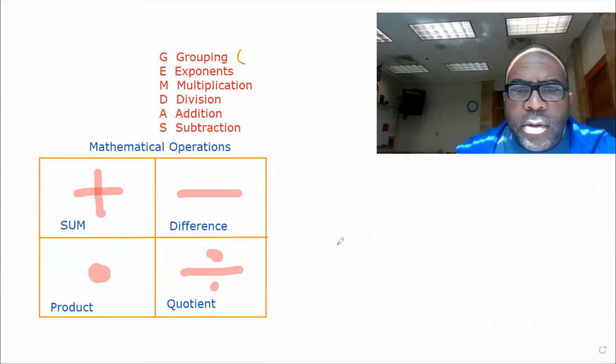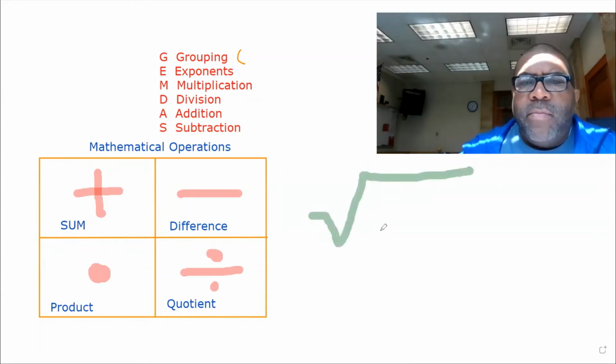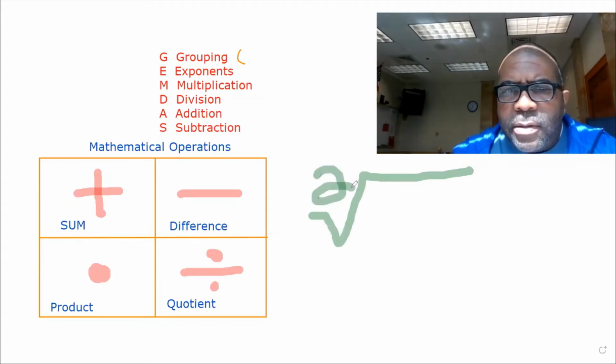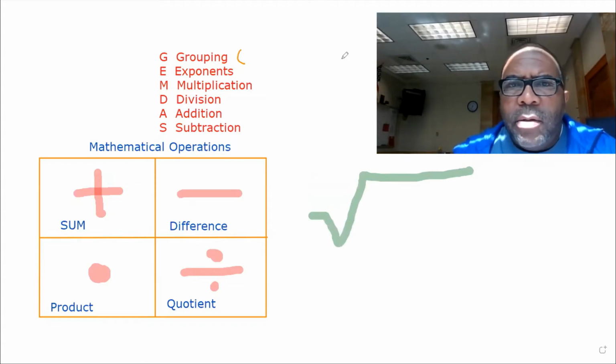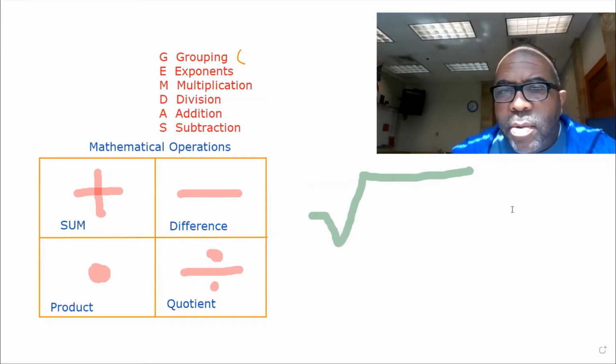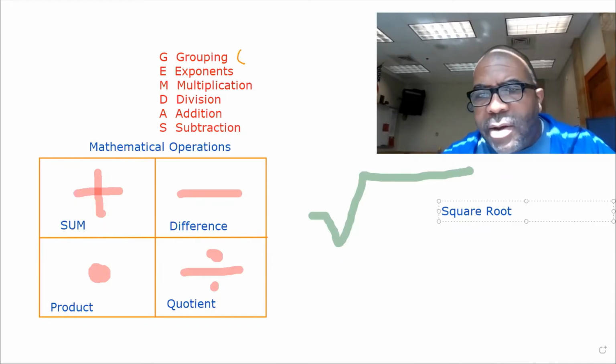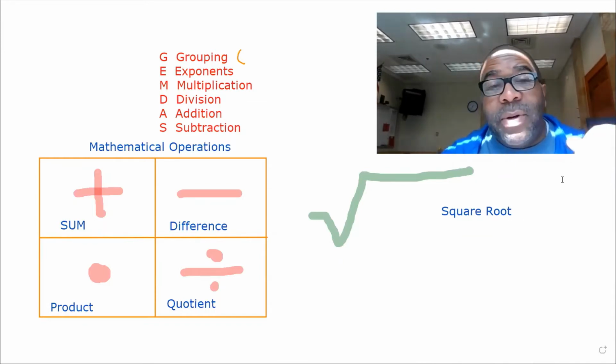If you see this, this is a symbol that means square root. You might see it like this, or you might not. In most cases, you probably won't. But this is square root, S-Q-U-A-R-E-R-O-O-T. I'm spelling it out loud because if I don't, I might misspell it.